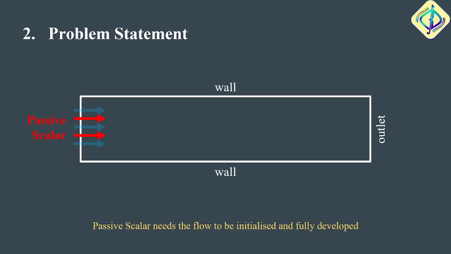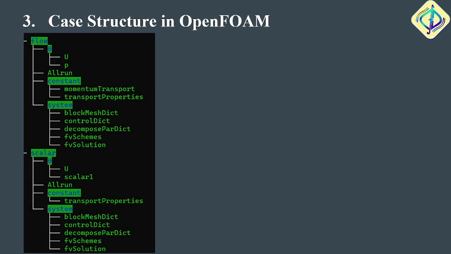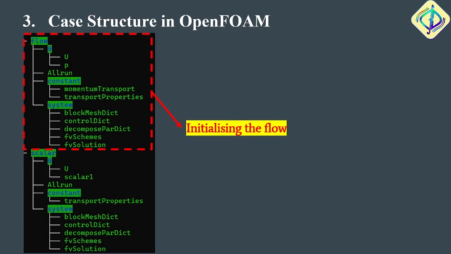This is your case structure in OpenFOAM. In this particular case, you will have two blocks. One is your flow block, where you will initialize your flow. It's a simple flow in a pipe. Again, you'll have your zero, constant, and system directories. You also have an Allrun script, so you can run this whole case using just that Allrun script.